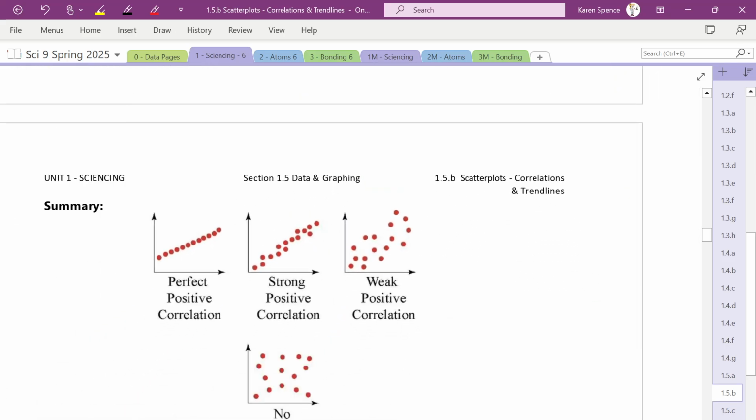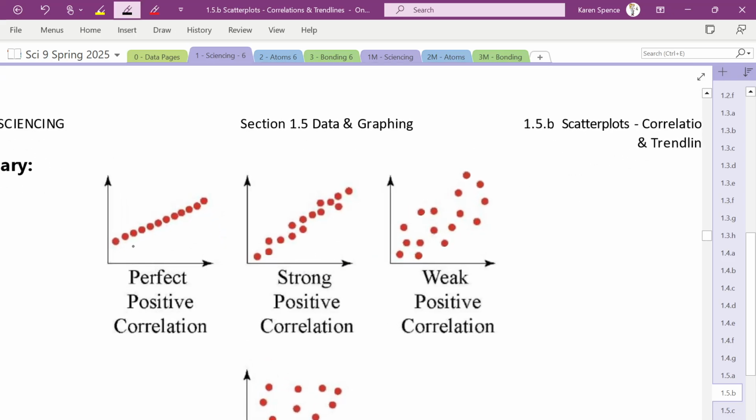All right. Here is just a summary. So we have perfect positive. We have strong positive. What's the other word for strong? High. We have weak positive. What's the other word for weak? Low.